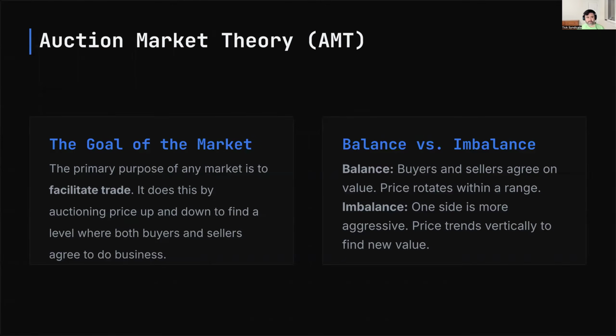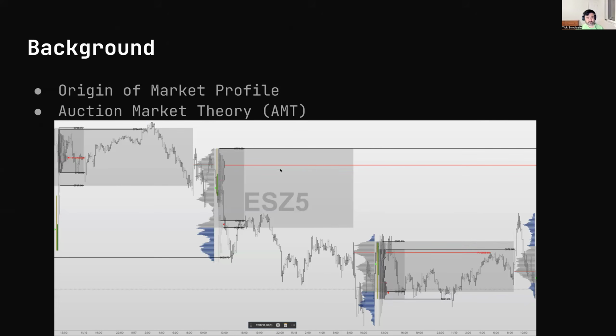But yeah, let's talk about auction market theory. So what's the purpose of any market? Well, the primary purpose of any market is to facilitate trade. It does this by auctioning price up and down to find a level where both buyers and sellers agree to do business. So if you go back here, price is oscillating.